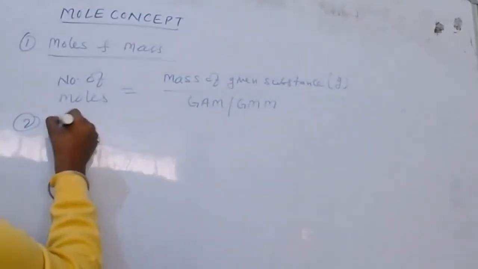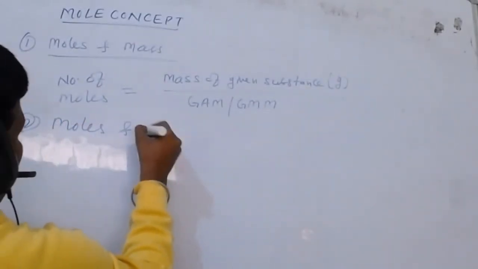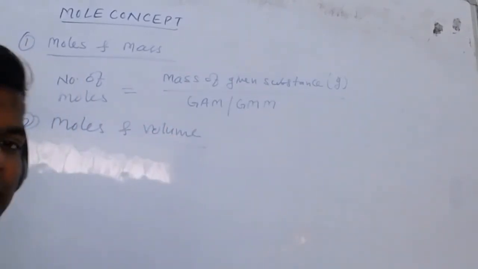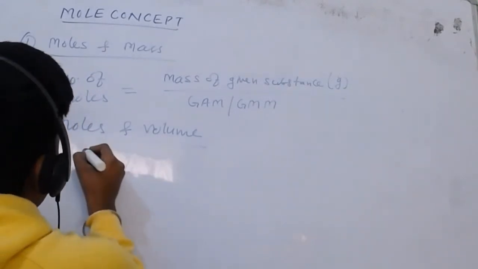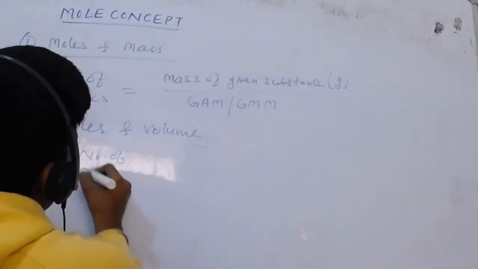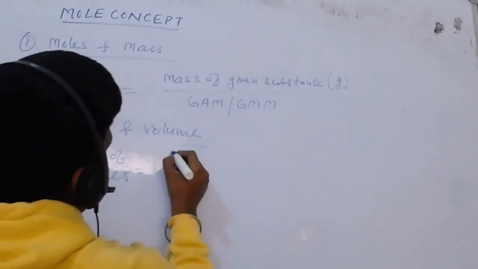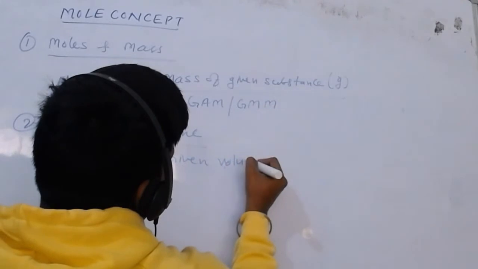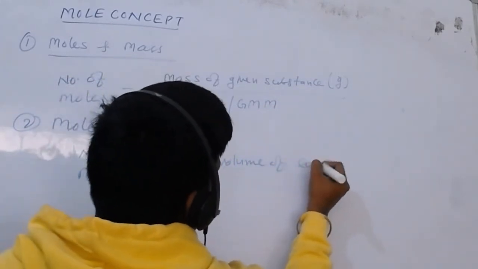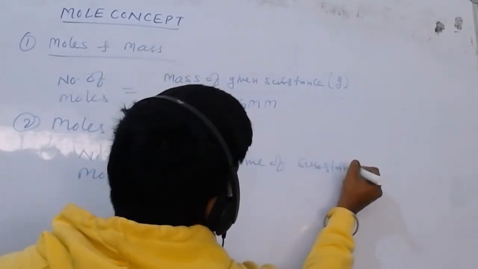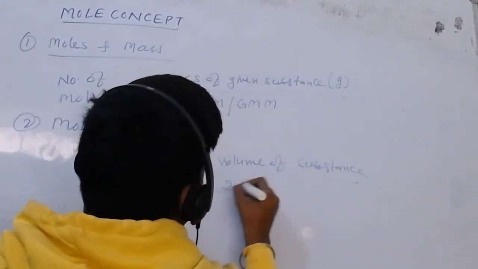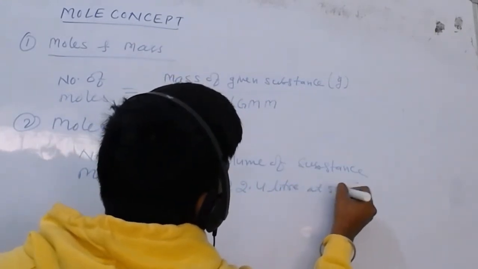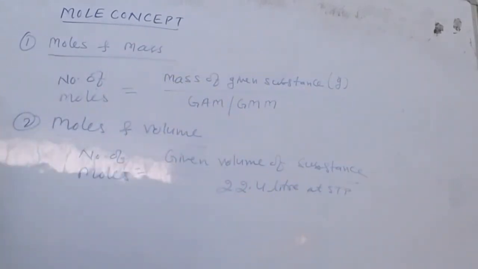Second relation, we have moles and volume. Volume is generally used for gaseous particles or gaseous substances. So number of moles is equal to the given volume of substance divided by 22.4 liter at STP. This is the second relation between moles and volume.